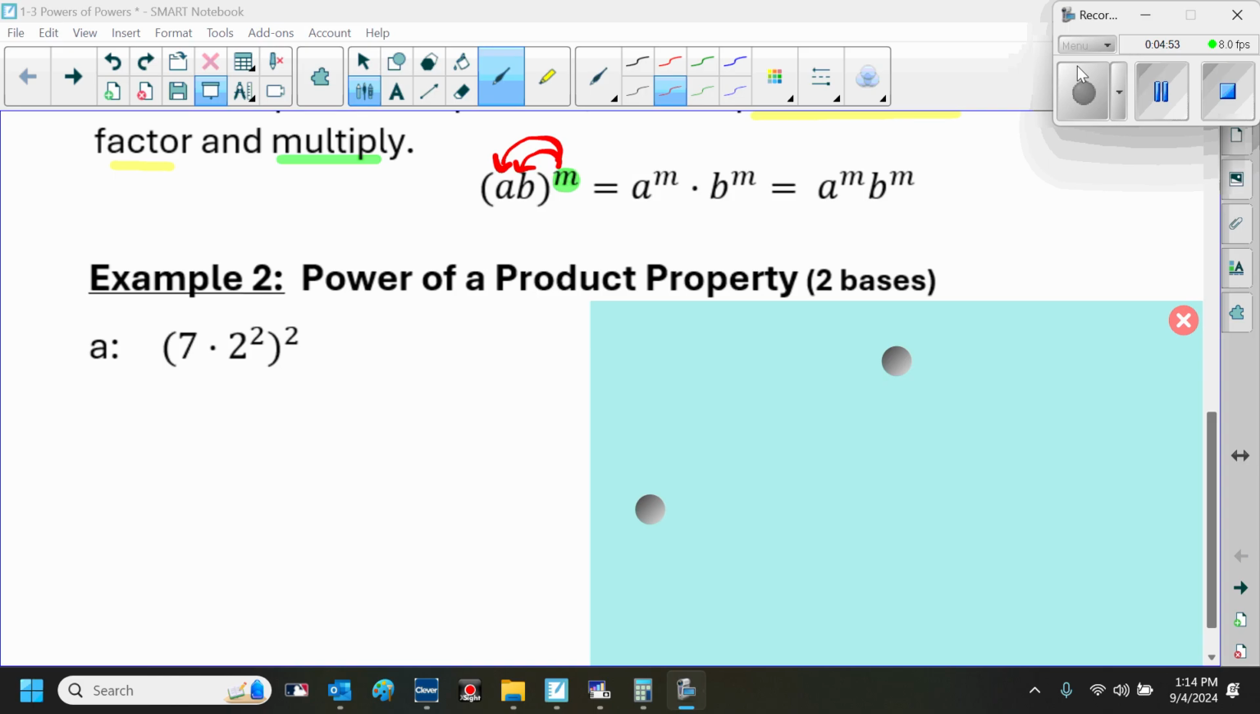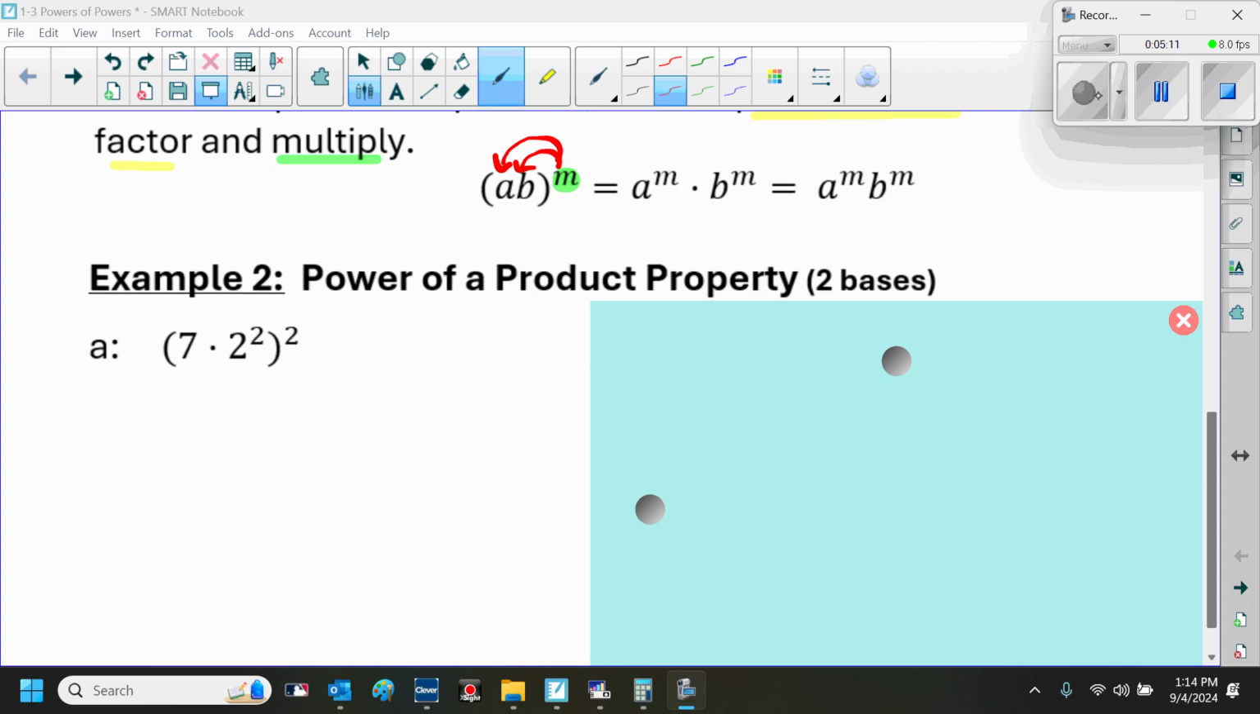So here we have example 2, the power of a product property, and here we have 2 bases. So we have a 7 and we have a 2. So we have 7 times 2 squared, all raised to the second power. Okay?